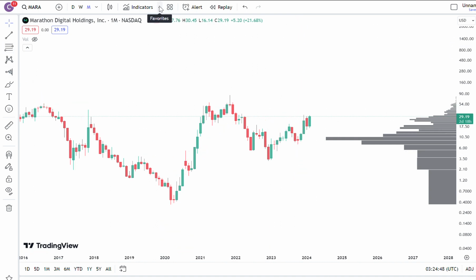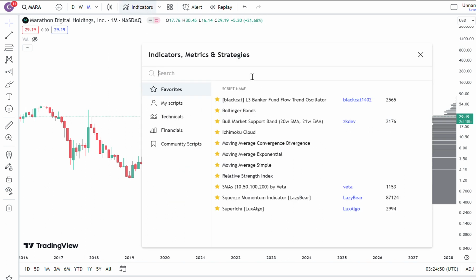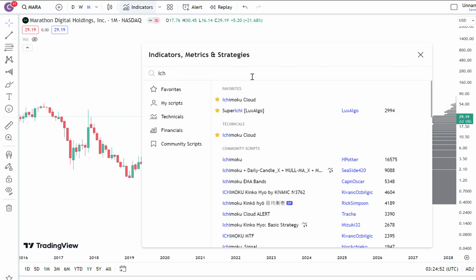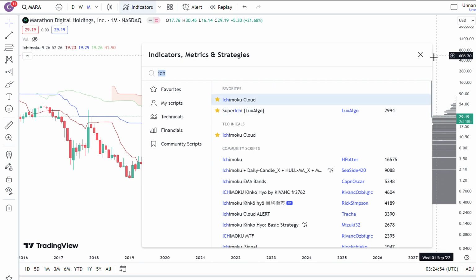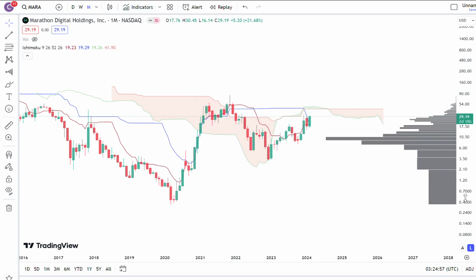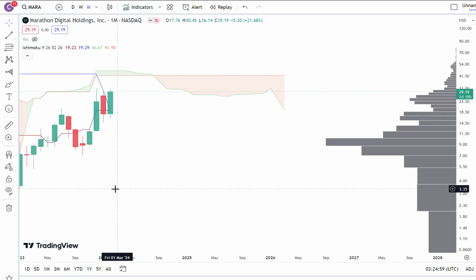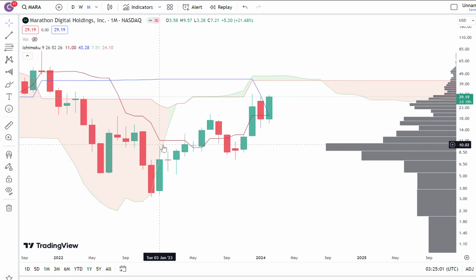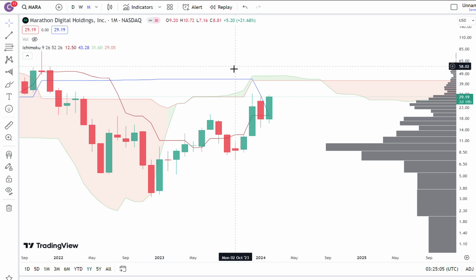Now, I'm going to show you another indicator here. Again, if you don't have this favorite, you can just pull it up. Ichimoku Cloud is one of my favorites, right? One thing that just happened this month is that you're going to see there's a Tenkan line right here, and there's a Kijun line right down here.